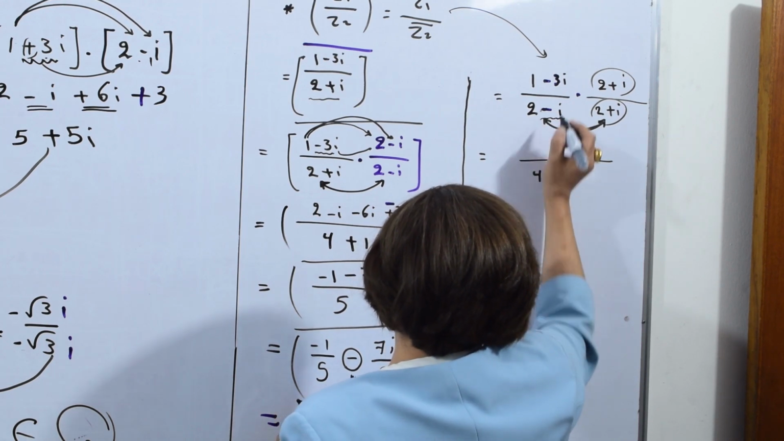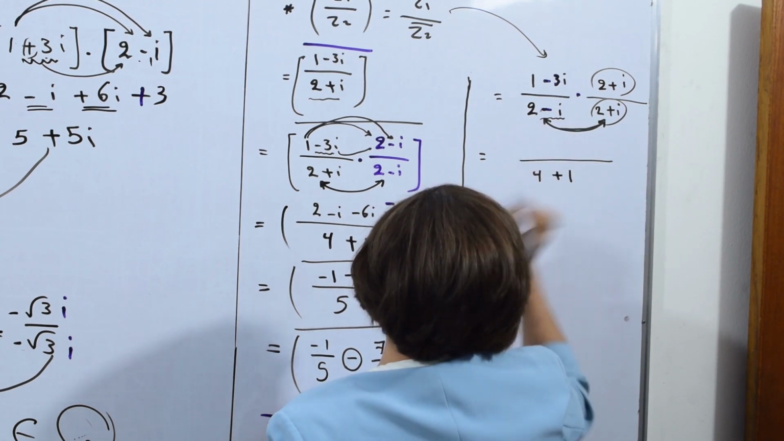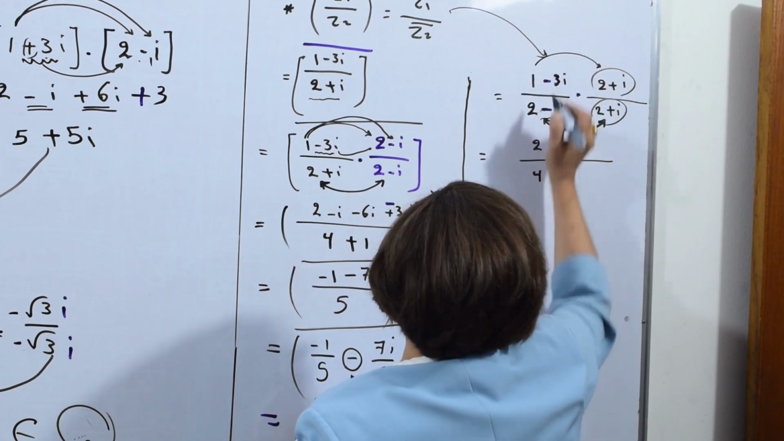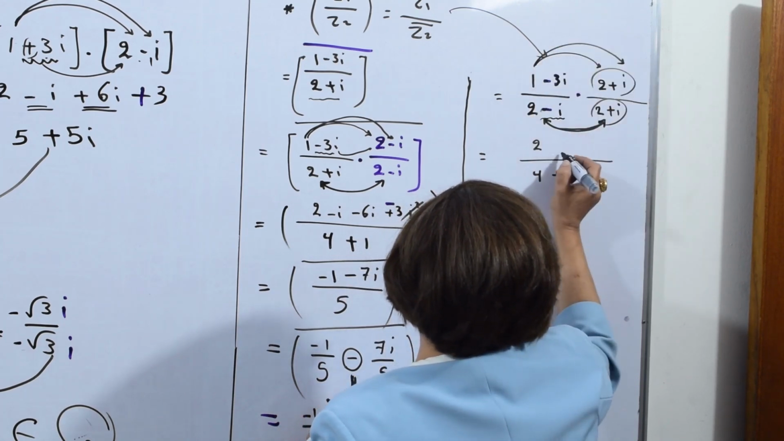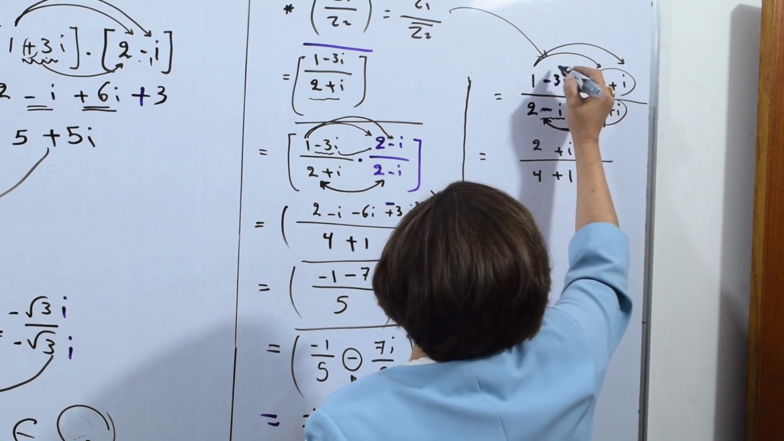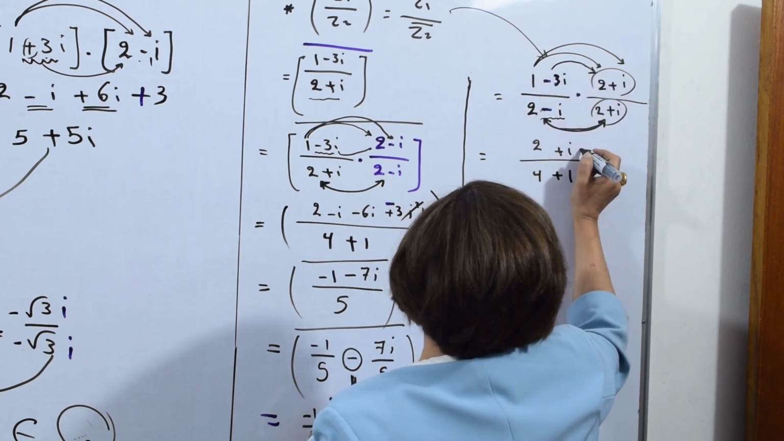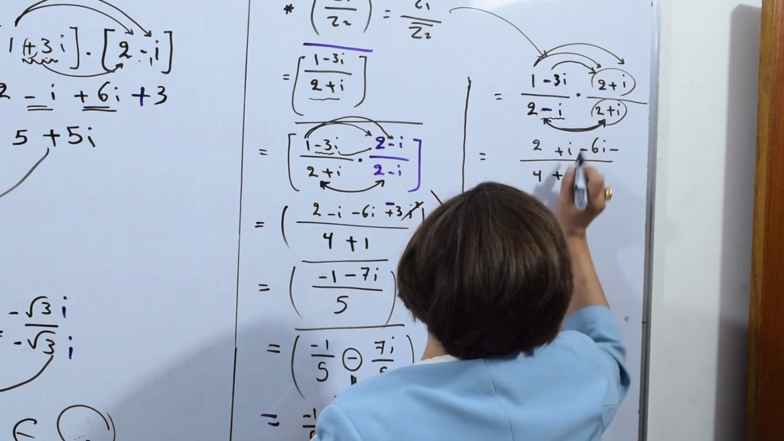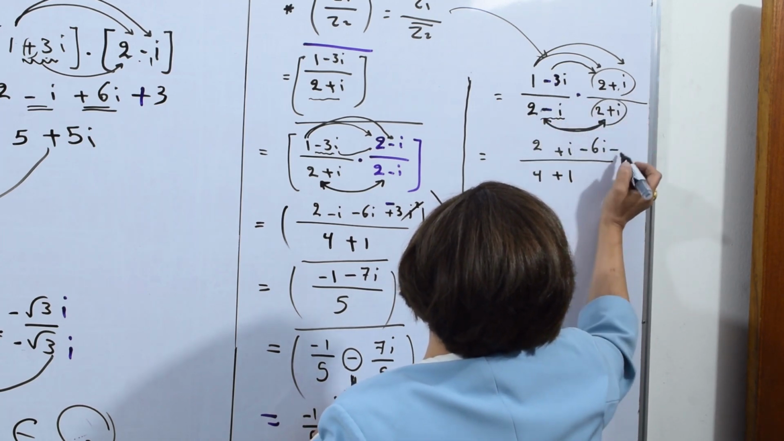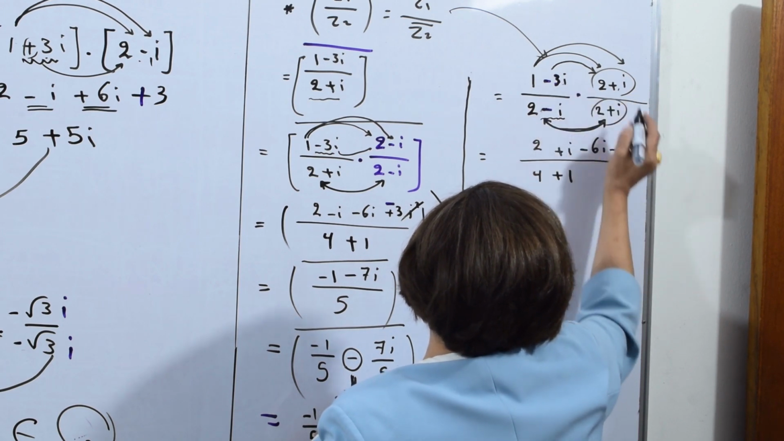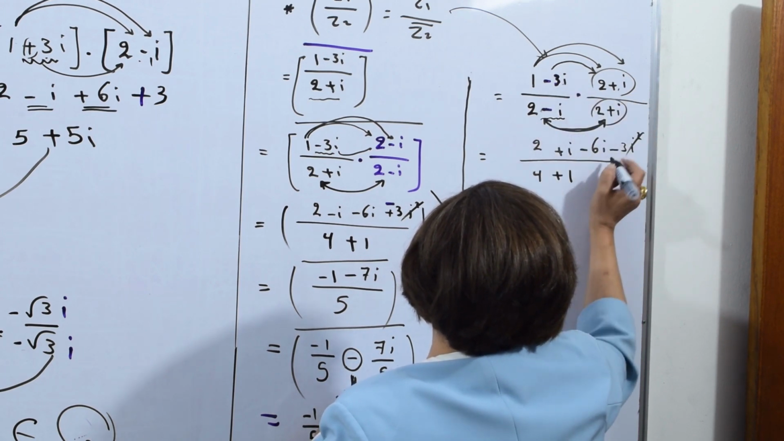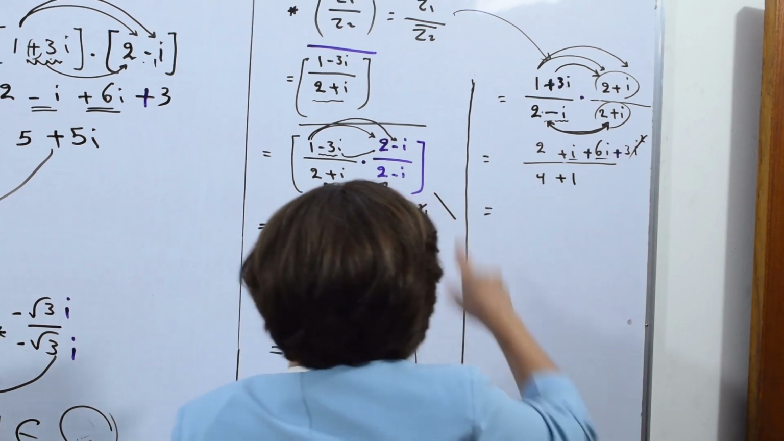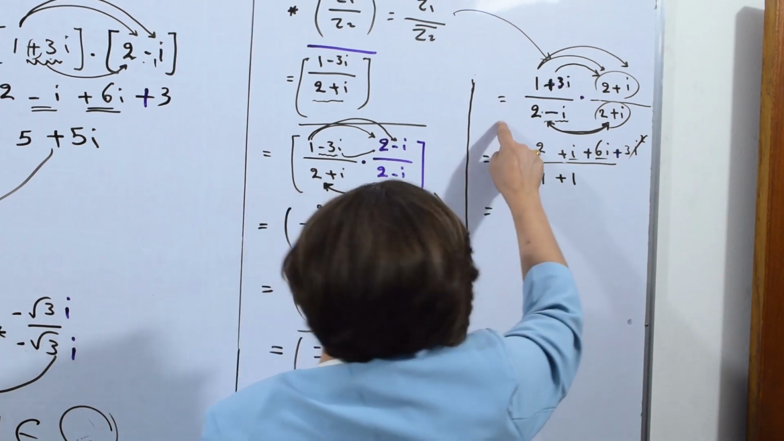b squared, the coefficient of i is 1, so plus 1. 1 times 2 give me 2. 1 times positive i give me positive i. Then negative 3i times 2 give me negative 6i. Negative times positive give me negative. 3 times 1 give me 3. i times i squared, cancel this, change this sign. It will become positive.